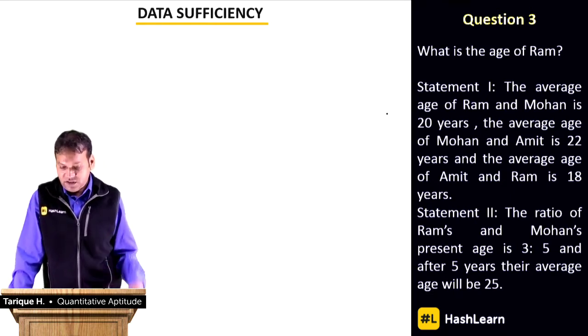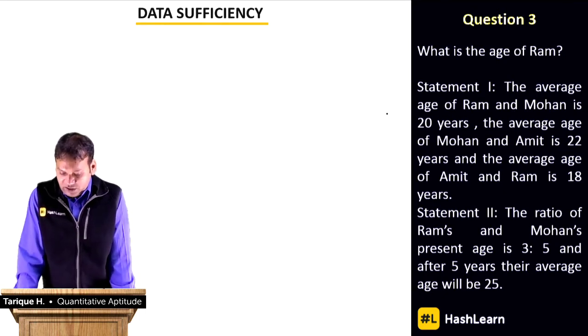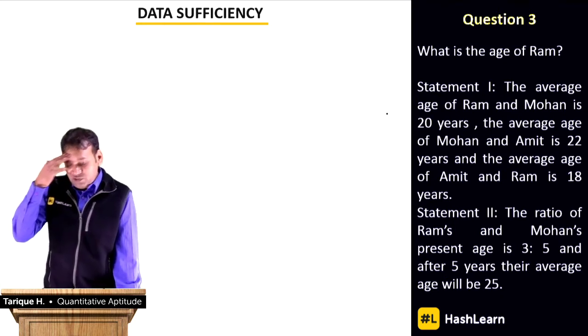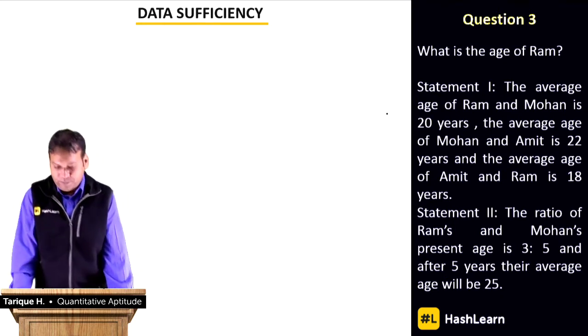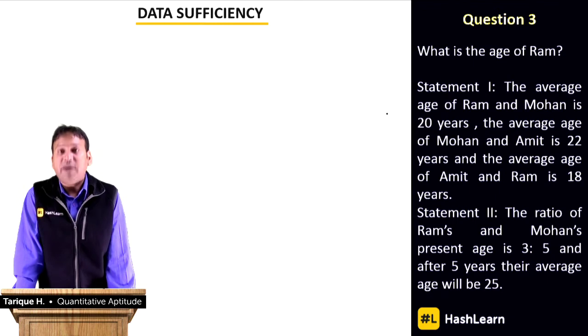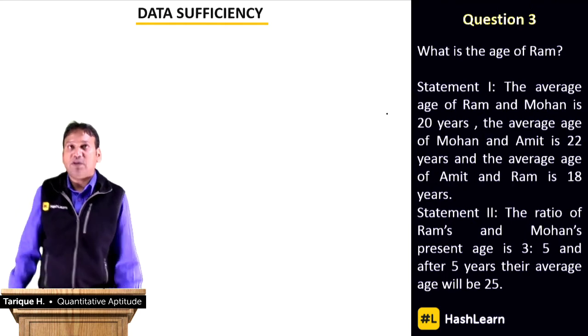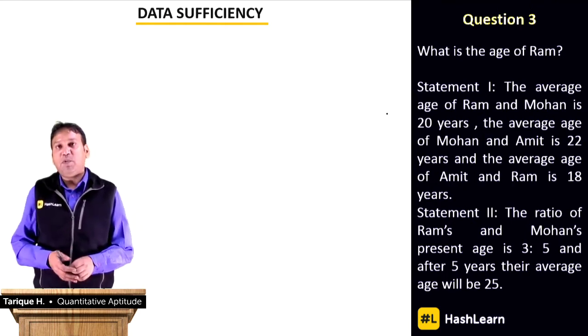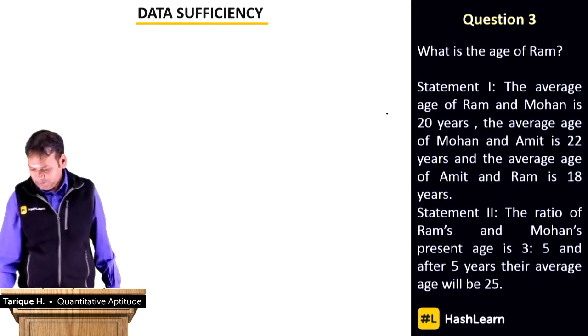That's the first statement. And second one, the ratio of Ram's and Mohan's present age is 3:5, and after 5 years their average age will be 25. So that is statement number 2. Can we solve this question from statement number 2? So try from statement 1 and try from statement 2, and then combined you can see whether you can solve the question or not. So what is the answer for question number 3? Try it on your own and post the answer in the comment section.